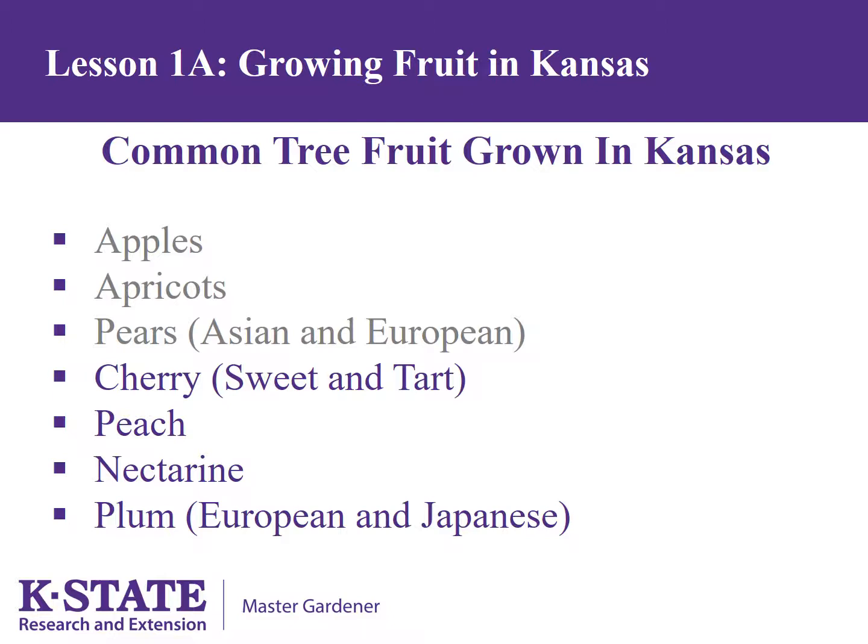There are also 2 different types of plums, European and Japanese. European plums are so dark purple they are almost black, but Japanese plums are more of a reddish to maroon color. They are also juicier than European plums. European plums are easier for us to grow.